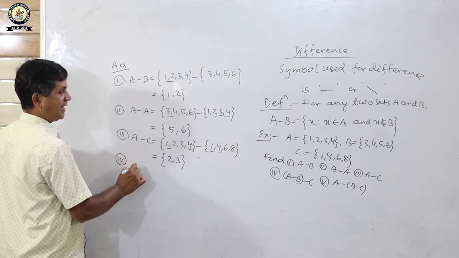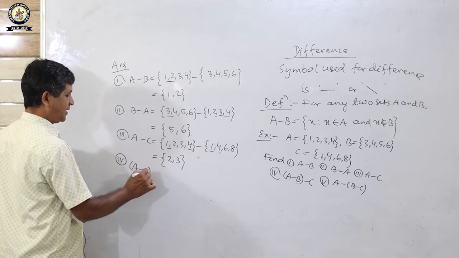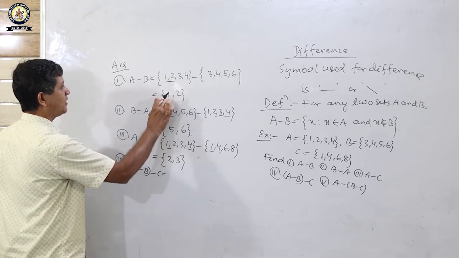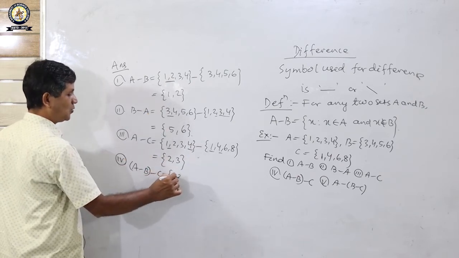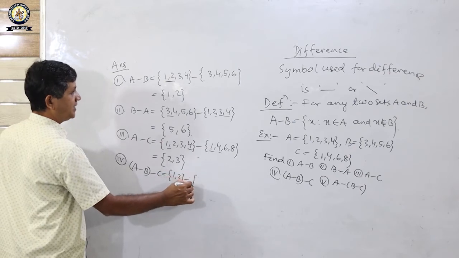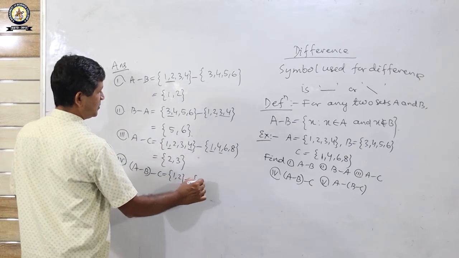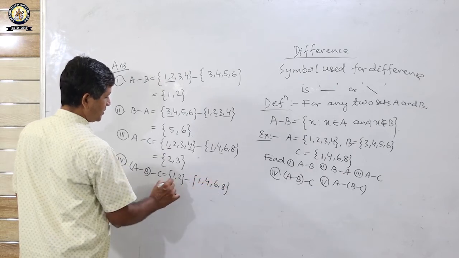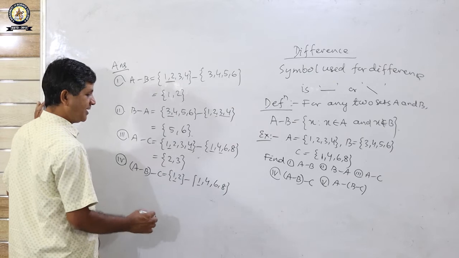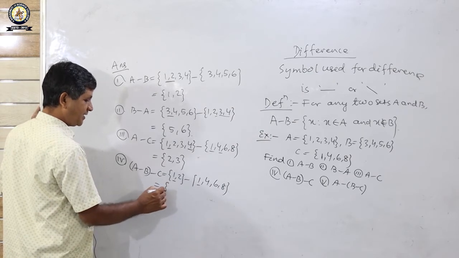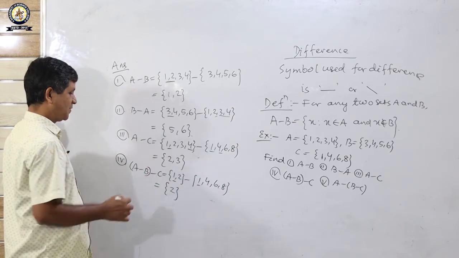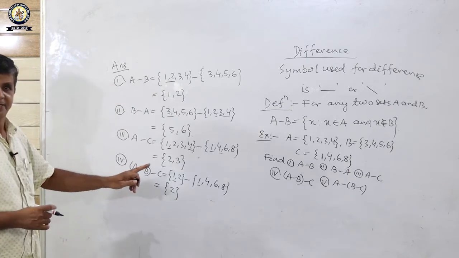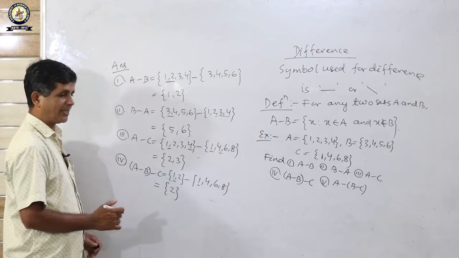Next is A difference B difference C. A difference B is what? 1, 2. Difference C. C is what? C is 1, 4, 6, 8. Now look, 1 is the common element. Eliminate it. So the remaining element is 2 only. So A difference B difference C is only the element 2.